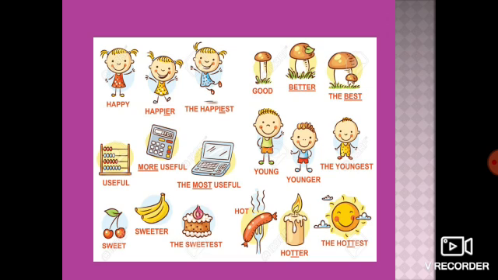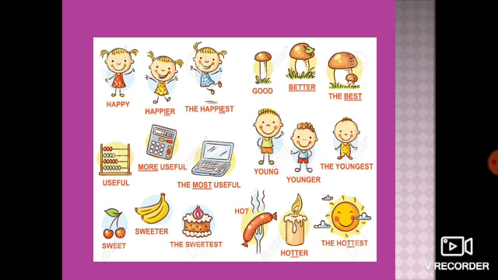Look at the abacus here. Abacus is a useful tool for calculation. But a calculator is more useful than the abacus. And the laptop or the computer is the most useful of all. Cherry is sweet, but banana is sweeter than cherry. And cake is the sweetest of all.